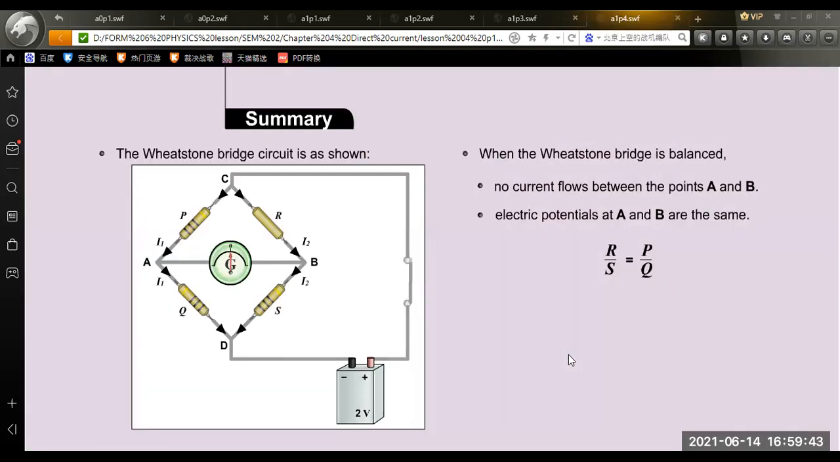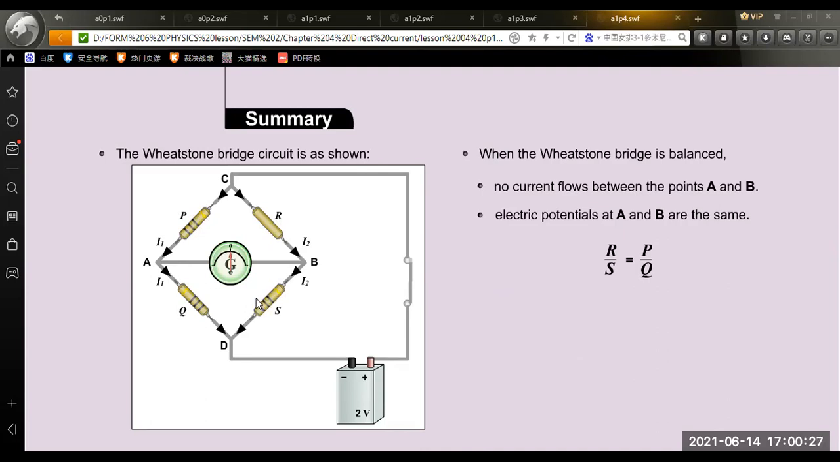As a conclusion, we can say that the Wheatstone bridge circuit is shown in the diagram, where it is formed by 4 resistors. Each 2 resistors are connected in series. For example, P and Q are in series, R and S in series. But P and Q together are parallel to the resistors R and S.